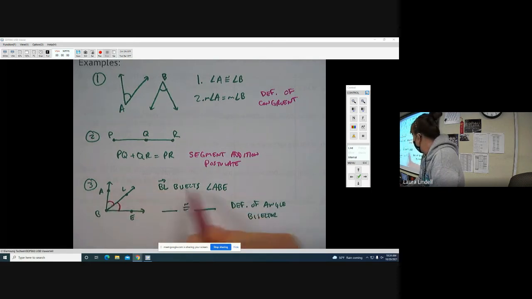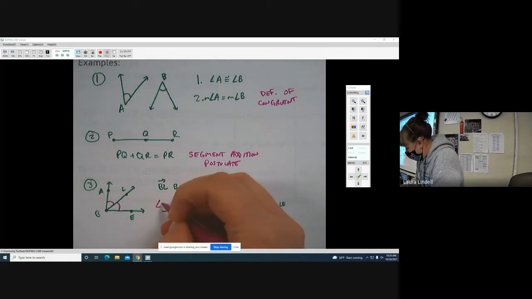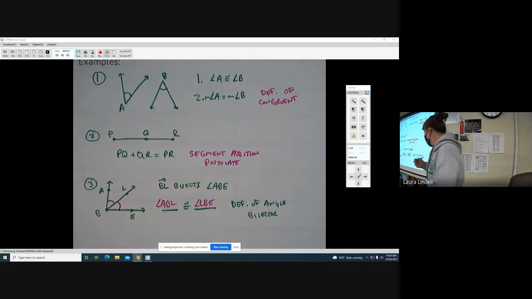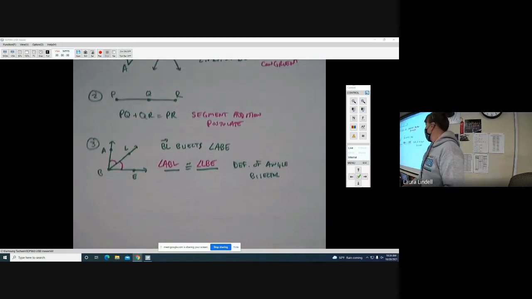The minute I see something like this, label what's congruent in your picture. That's going to be a big part of what we work with this week, making sure that if you're told something, label it. What would go in here would be angle ABL and angle LBE, the two that we just labeled as being congruent to each other. That's an easy way for us to tell what's supposed to go in here once you label your picture.